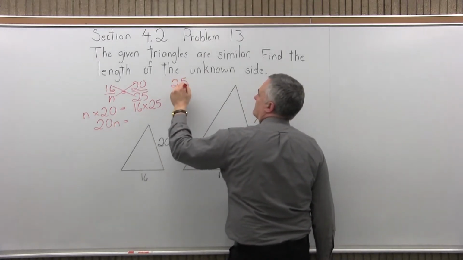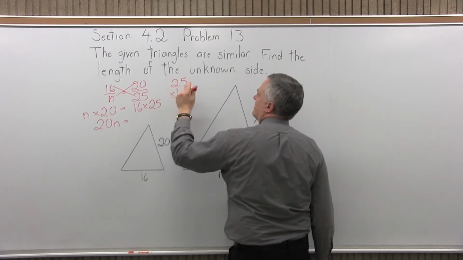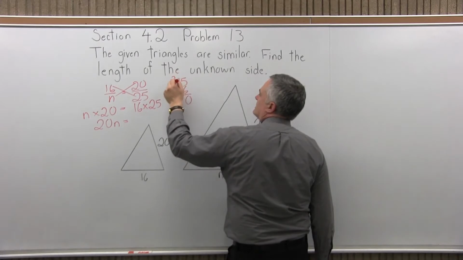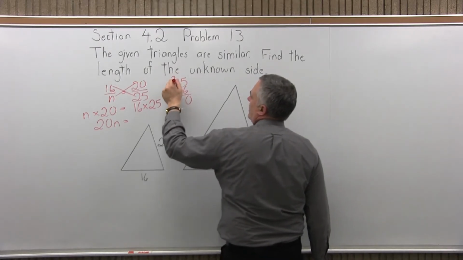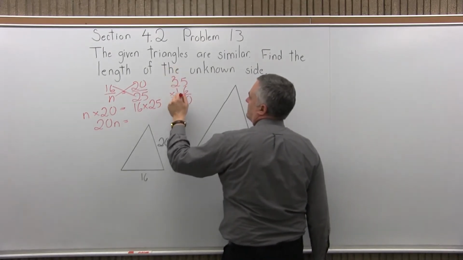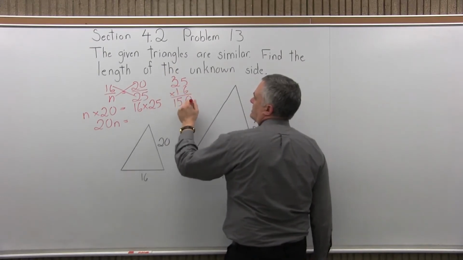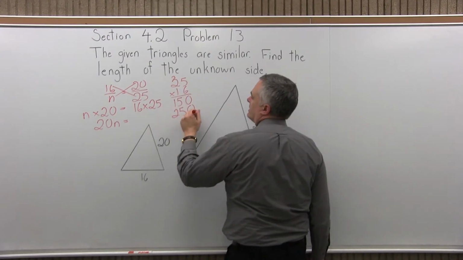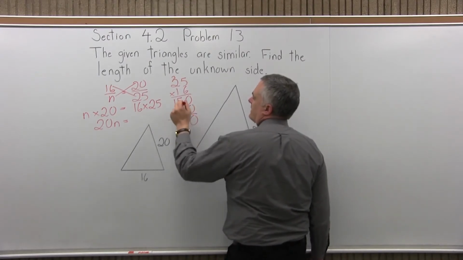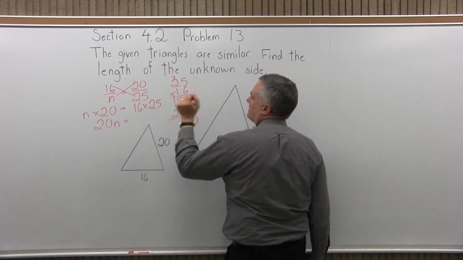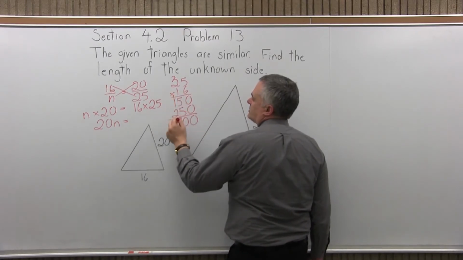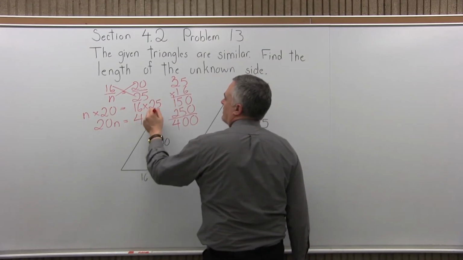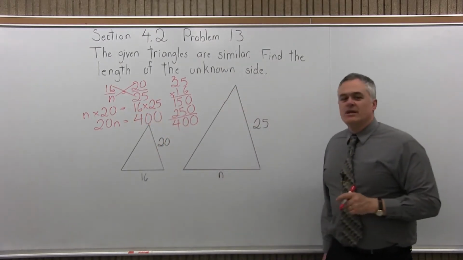So 25, 16, multiply. 6 times 5 is 30. Write the 0, carry the 3. 6 times 2 is 12, plus the 3 more that we carried is 15. And then we can put a 0 to hold our place. 1 times 5 is 5. 1 times 2 is 2. And if we add 0 plus 0 is 0, 5 plus 5 is 10, write the 0, carry the 1. 1 plus 1 is 2, plus 2 more is 4. So 16 times 25 is 400. So we have 20n equals 400.